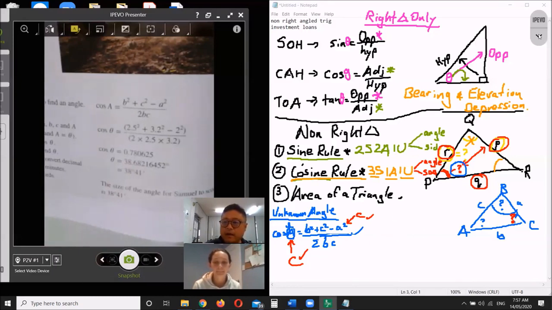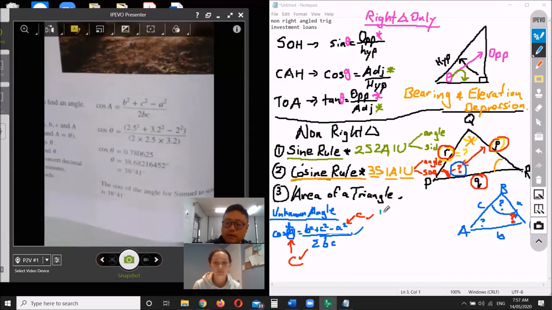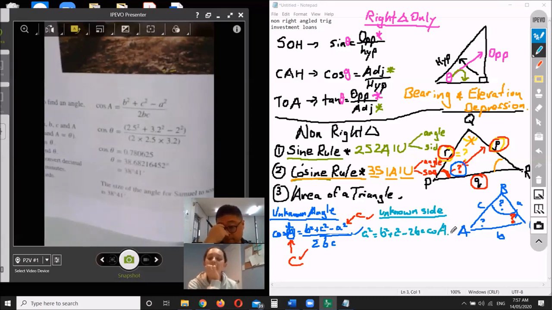And when it comes to an unknown side, you've got a different formula, and the formula looks like this: a squared equals b squared plus c squared minus 2bc cosine A. If you rearrange this so that b is your unknown this time, what would it be? b squared equals a squared plus c squared minus 2ac cos B.